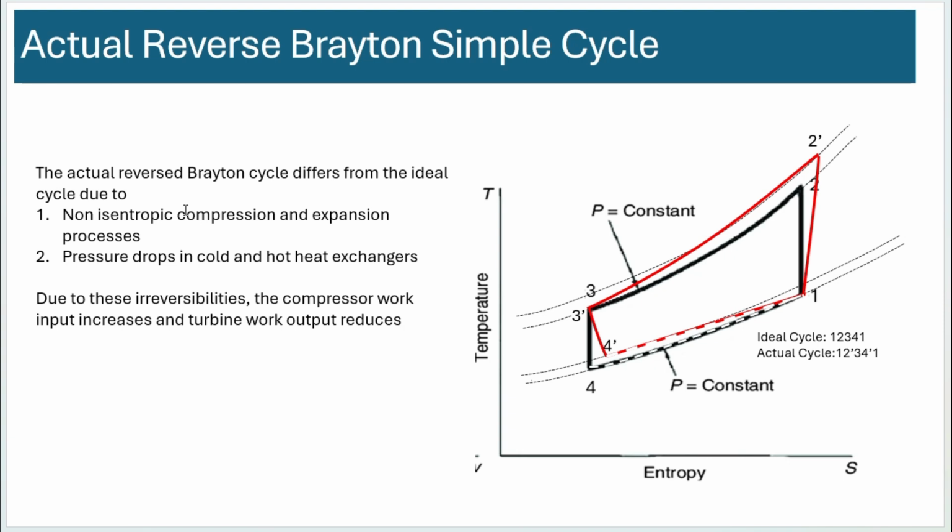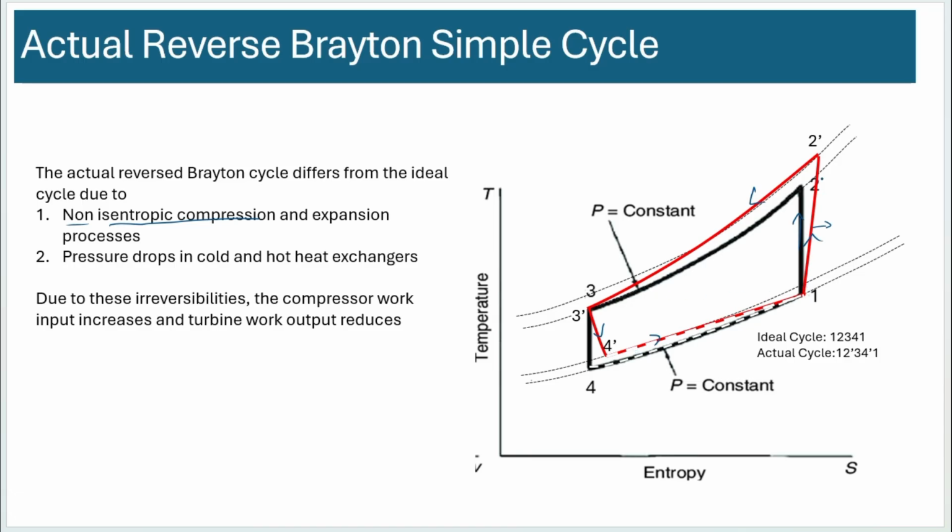So if you further look into the actual reverse Brayton cycle, you have to account for two more inefficiencies. One is the isentropic compression is not really isentropic, it's non-isentropic. So instead of going straight up here, where the entropy will be constant, you have to move a little bit towards the right. So the process is going along this way, right? So the red line here is the actual reverse Brayton cycle used in aircraft.